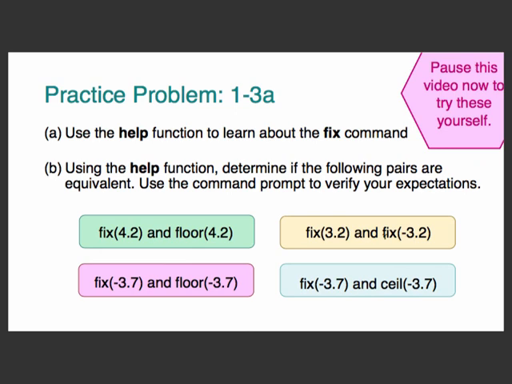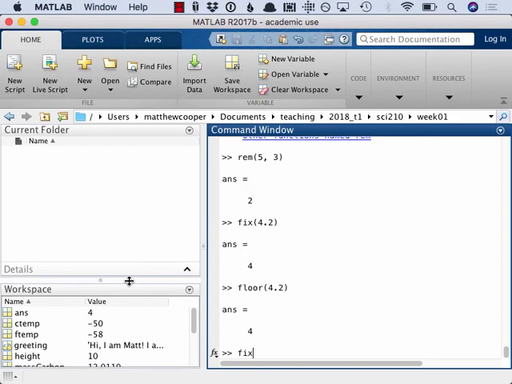The thing to notice is that these are two very different numbers, right? Rounding this is going to give you 3, rounding this is going to give you minus 3, so they're definitely not the same. What about fix minus 3.7 and floor minus 3.7? No, that's exactly what we were saying before. Fix and floor are the same for positive numbers, but for negative numbers they're not. Fix minus 3.7 will round towards 0, so it'll be minus 3. Floor minus 3.7 is going to give you minus 4.